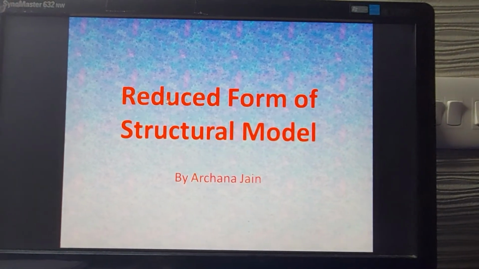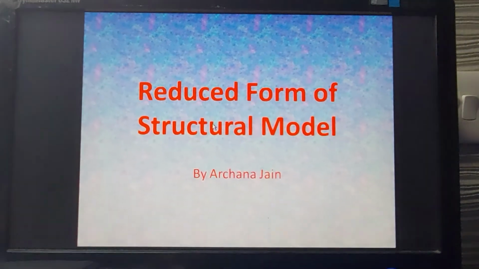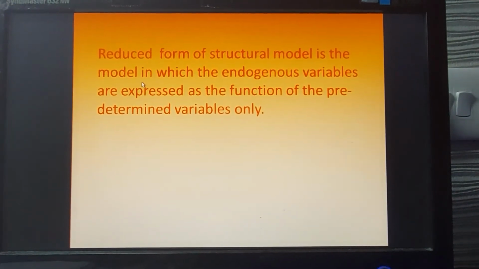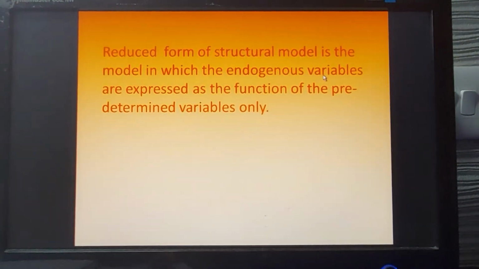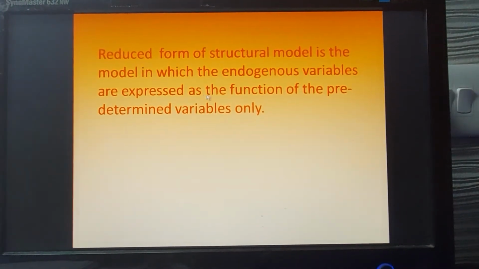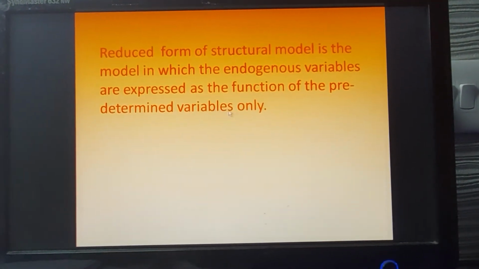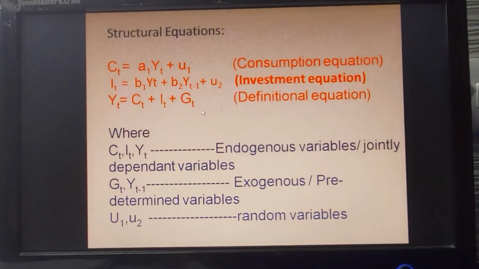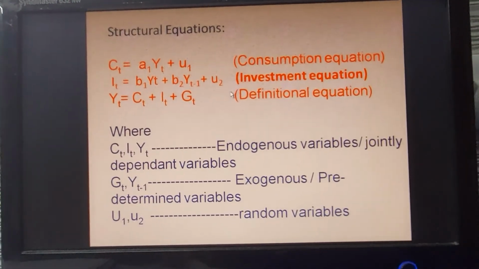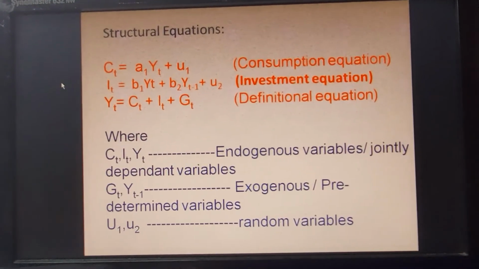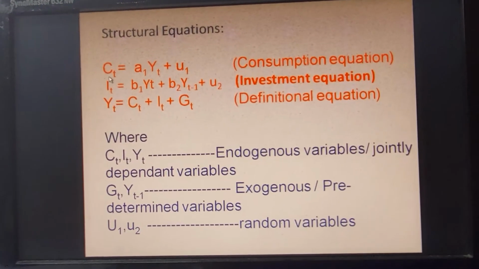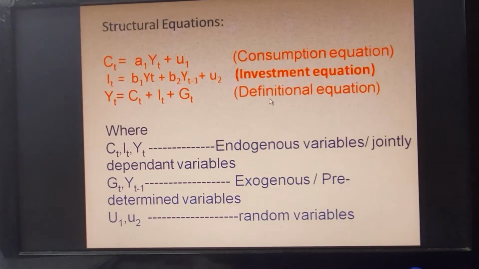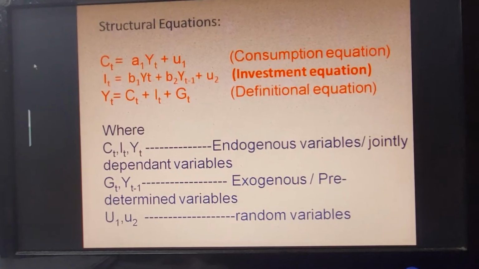Today we will study reduced form of structural model. Reduced form of structural model is the model in which the endogenous variables are expressed as the function of the predetermined variables only. Here we have some structural equations. First equation is the consumption equation, second is the investment equation, and third is the definitional equation.